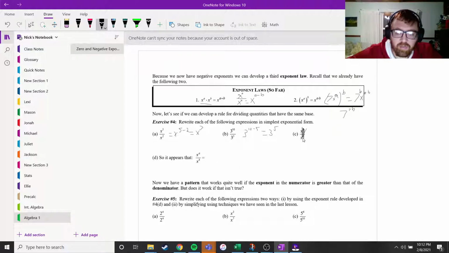Now, I'm just going to flip this one. I'm going to do something here. So let's say instead we had x squared over x to the 8th. So this is going to equal x to the 2 minus 8, which is equal to x to the negative 6th, right? So then our final answer would be 1 over x to the 6th.